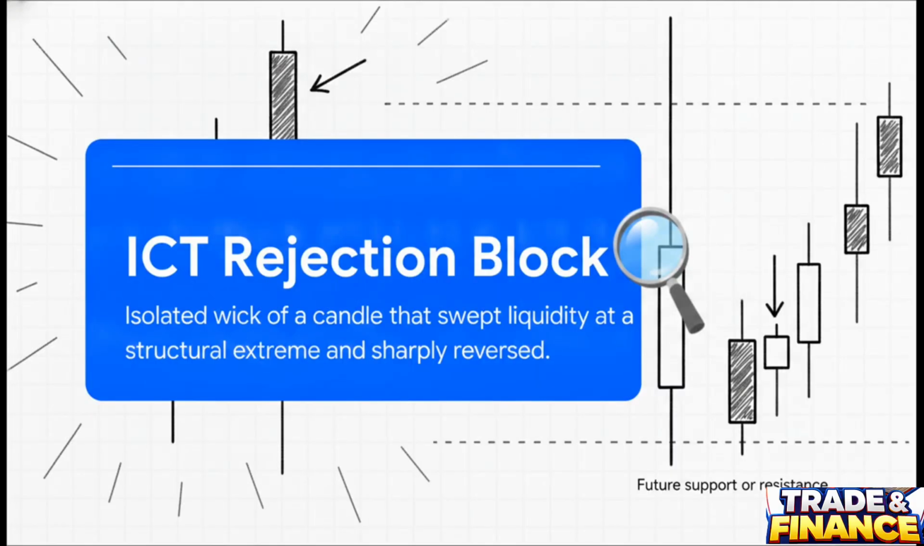So that brings us to our formal definition. An ICT rejection block is the isolated wick of a candle that swept liquidity at a key structural extreme and then sharply reversed. The price closes back inside the previous range, and that wick now serves as a super high probability zone for future support or resistance. And here's the key takeaway. Unlike standard order blocks that focus on the thick body of the candle, we are strictly isolating the exact zone, just the wick, where intense counterparty pressure stepped in and took complete control.